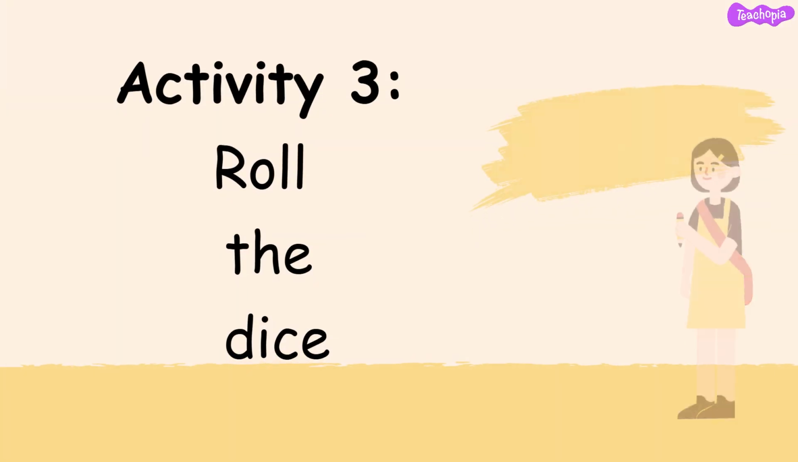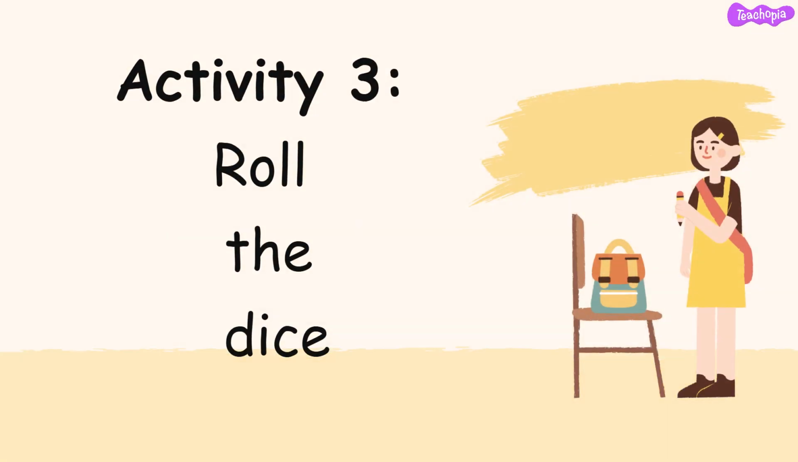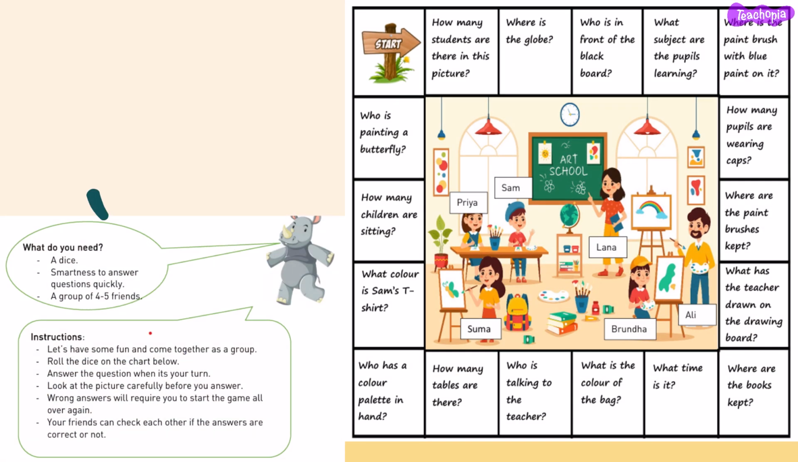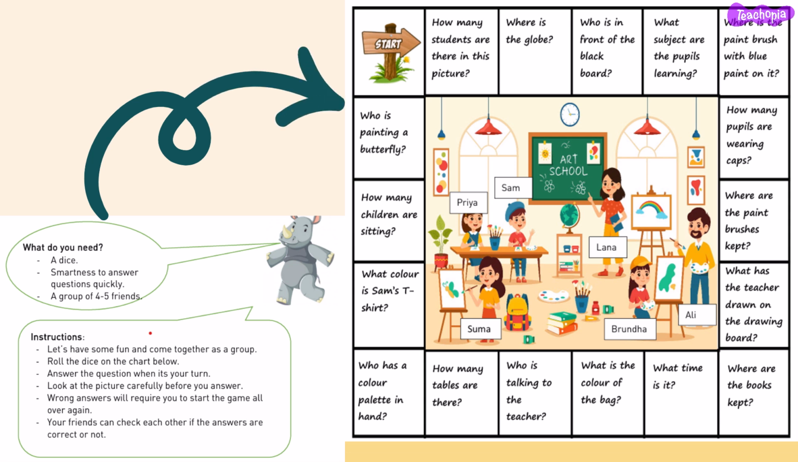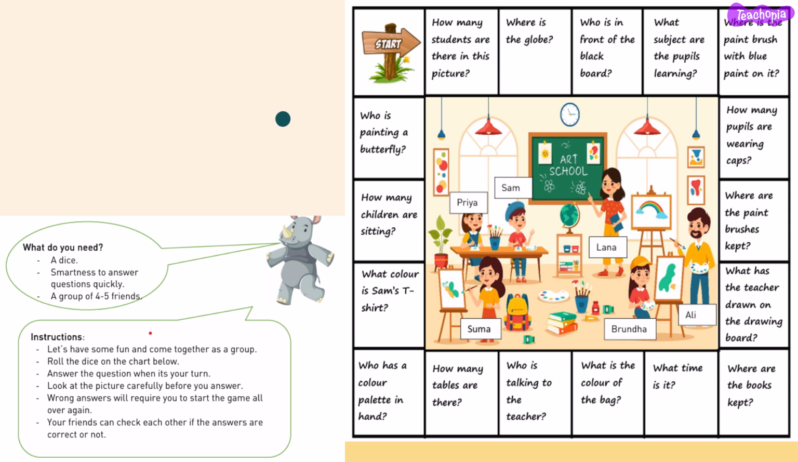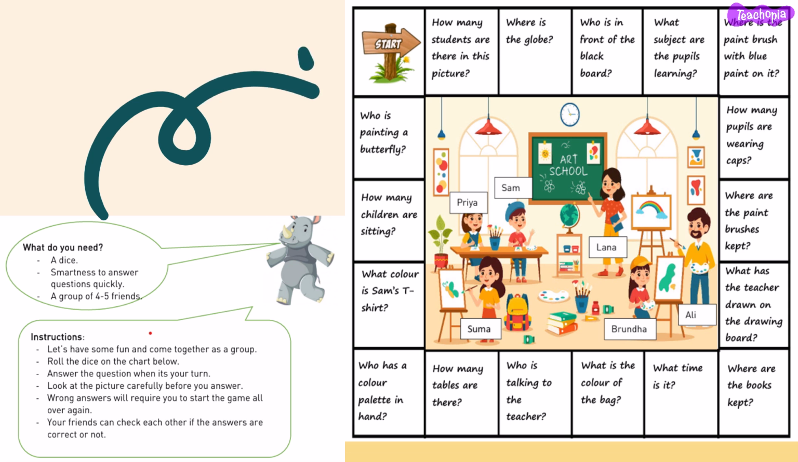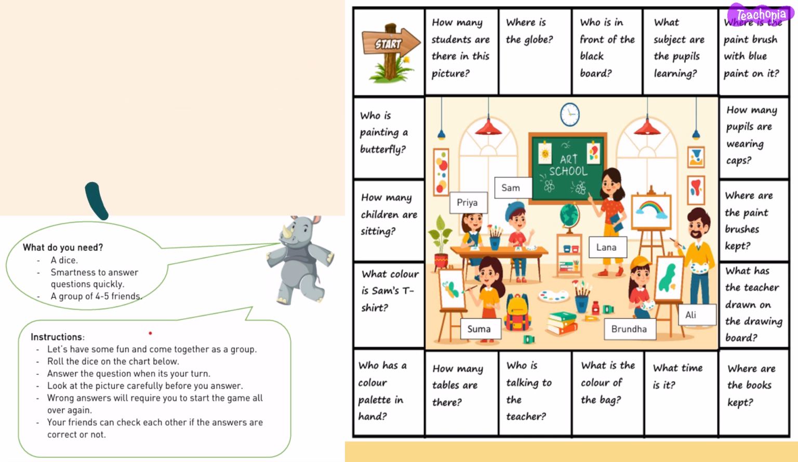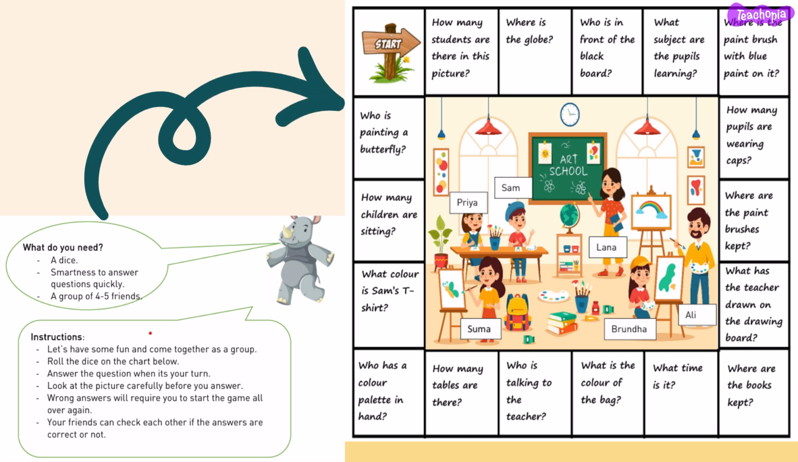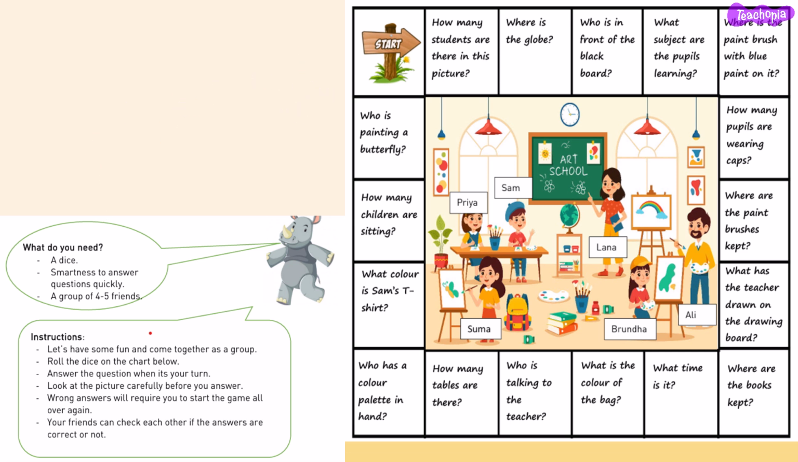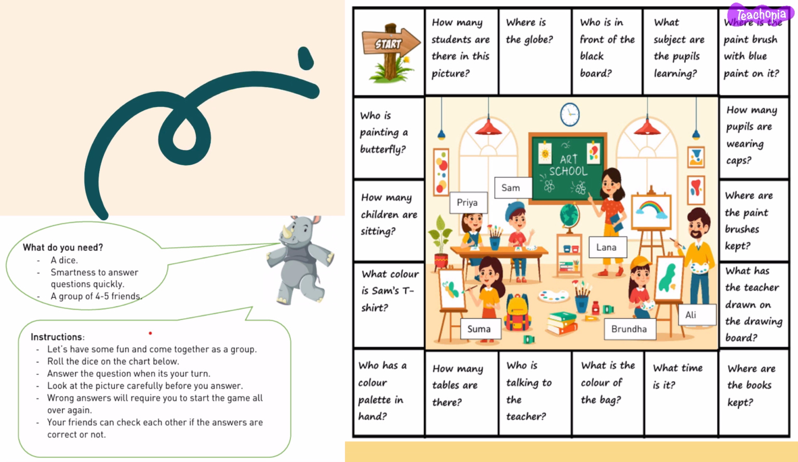Next, we have activity 3, roll the dice. Here learners can use a dice, be smart to answer questions quickly, and they can play it as a group of 4 to 5 friends, and it is all about collaborative learning. So the learners are going to roll the dice on the chart.